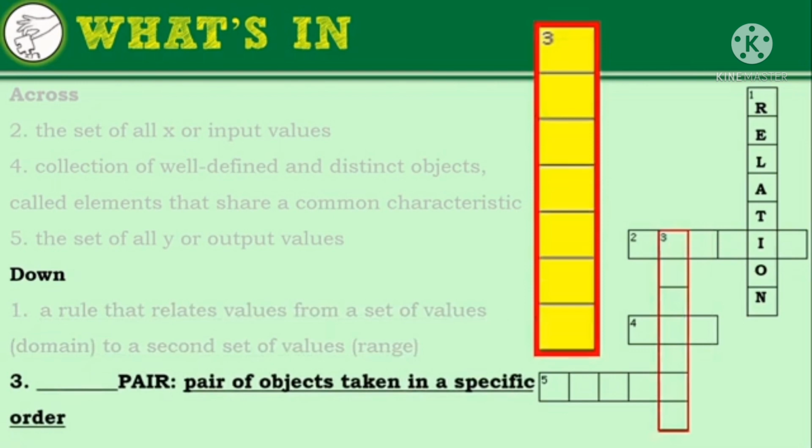There. Number 3, 3 down. Blank pair. Pair of objects taken in a specific order. What do you call this? Blank pair. The answer is, it's an ordered pair. Very good. So let's put it in our crossword puzzle.